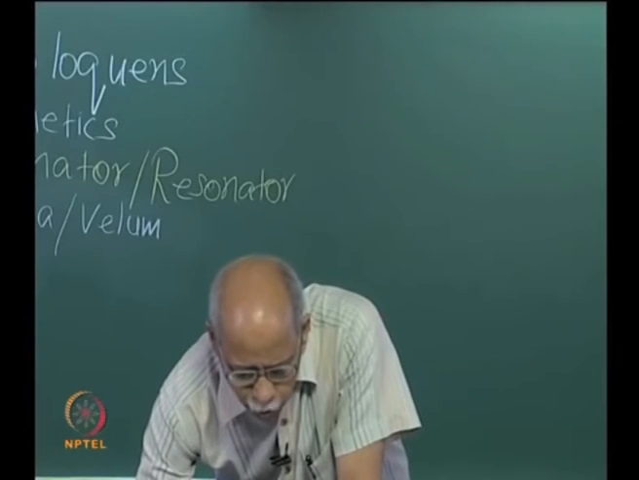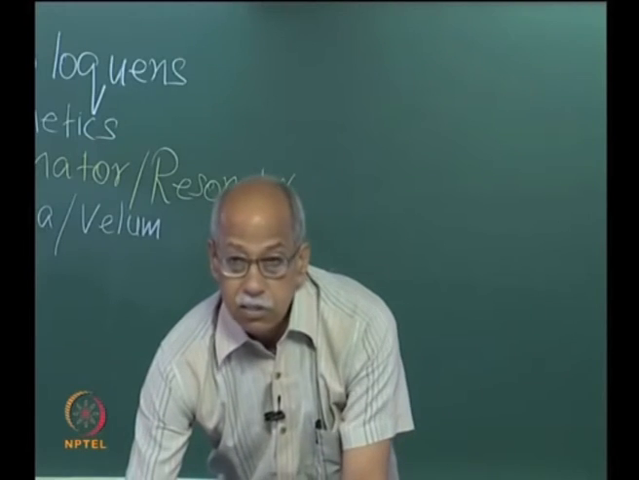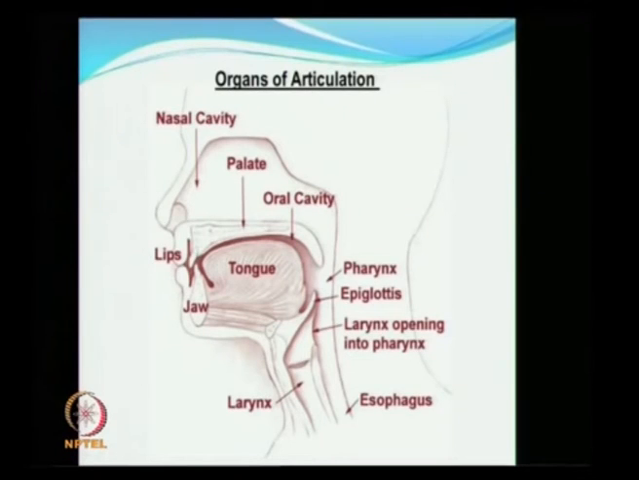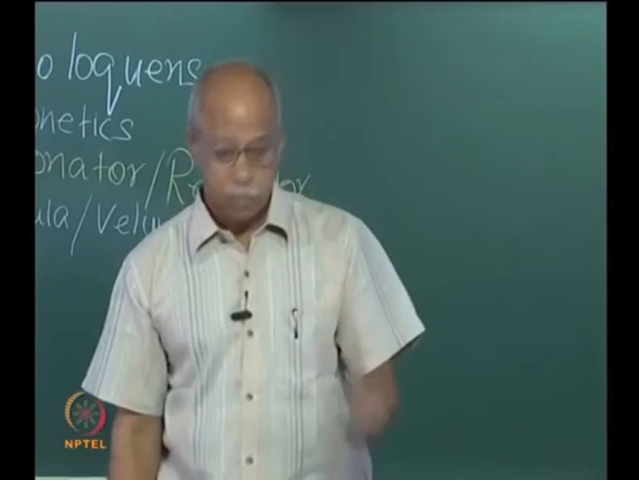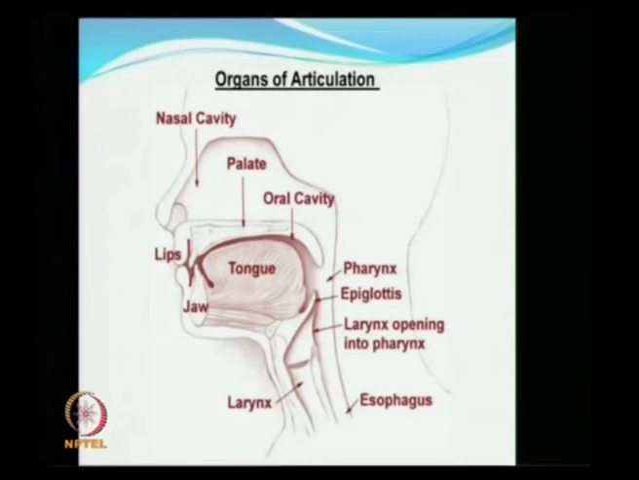Then where should the next group of sounds be from? Ta, tha. They are near the teeth. And then there are sounds like pa. Where are they produced from? Lips. So, both lips coming together. Unless both lips are together, you cannot produce a sound like pa.